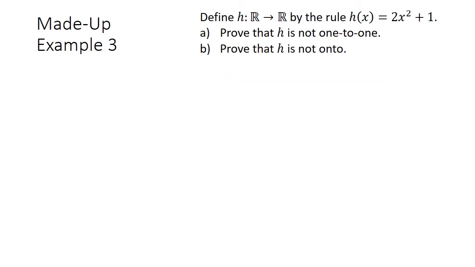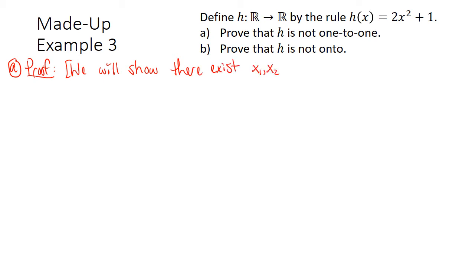Okay, so let's show that h is not 1-to-1. What I need to do in this proof, my goal, is we will show there exist two elements in the domain, x1 and x2 in the real numbers, such that x1 and x2 are different elements and they produce the same output. So that is how you show that something is not 1-to-1.